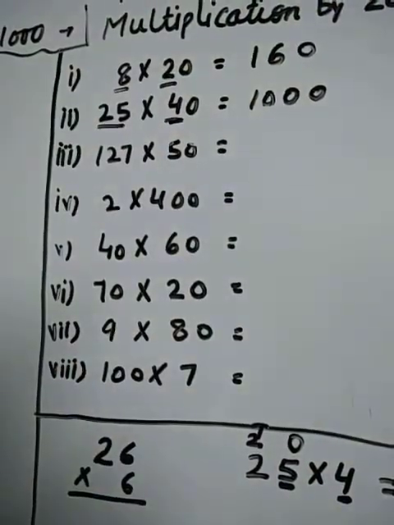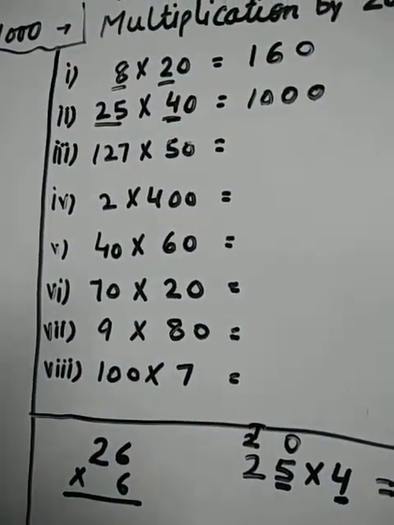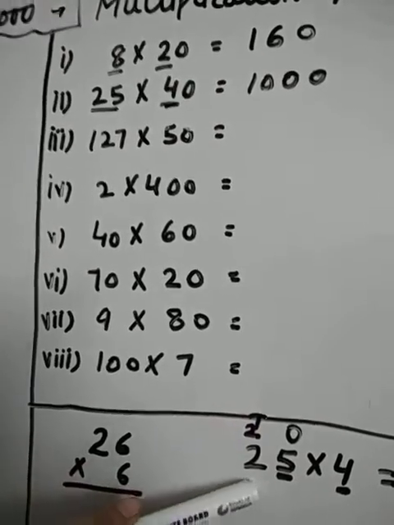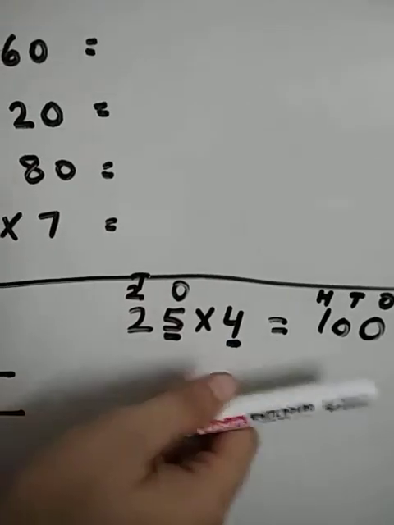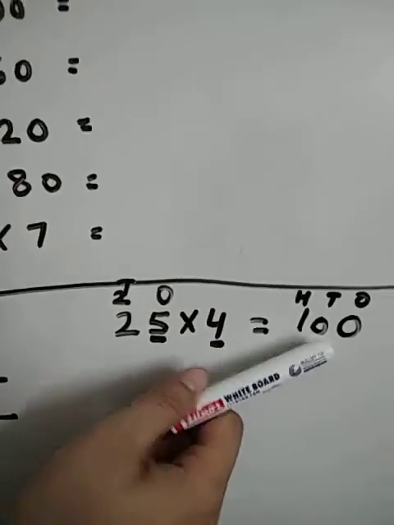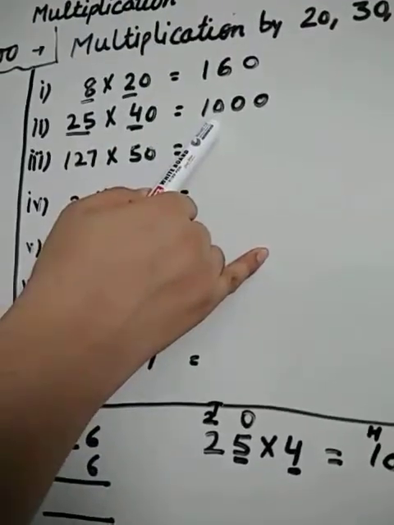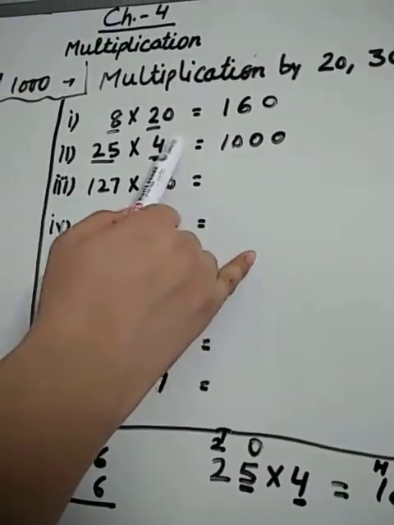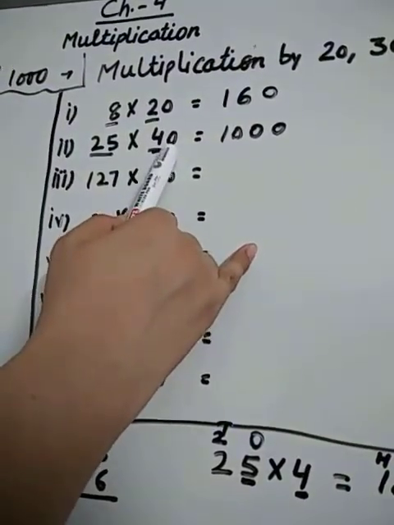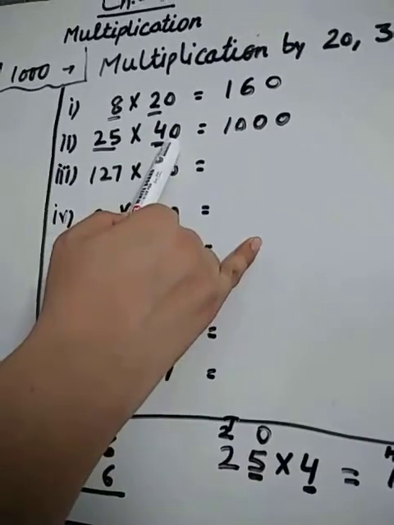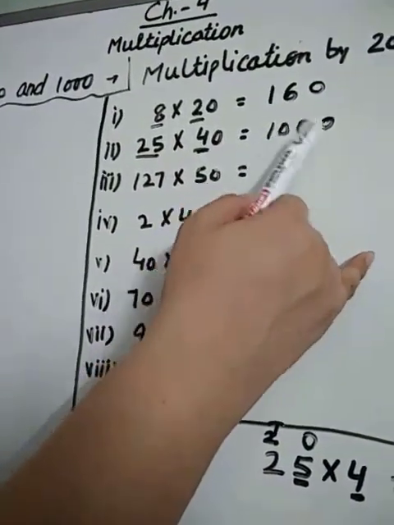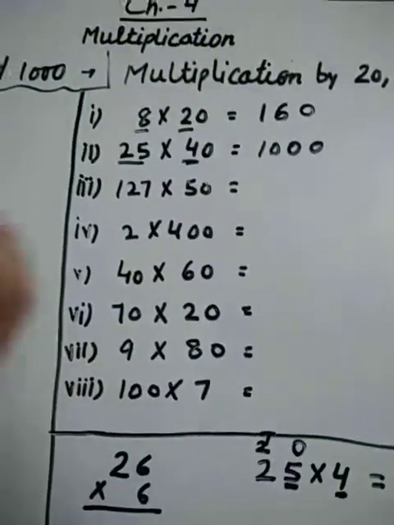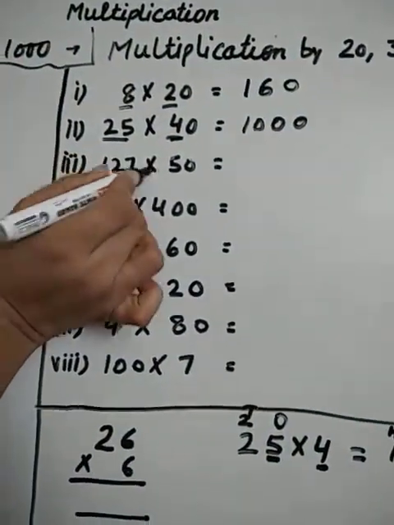Be careful while doing multiplication, because if I do the multiplication of 25 and 4, the answer is 100. So I will write 100 here. Then after writing 100, I will see the zeros. How many zeros are there in the sum? 1 only. So I will put 1 zero with 100. So what will be the answer? 1000.